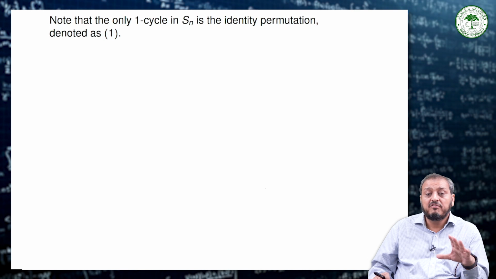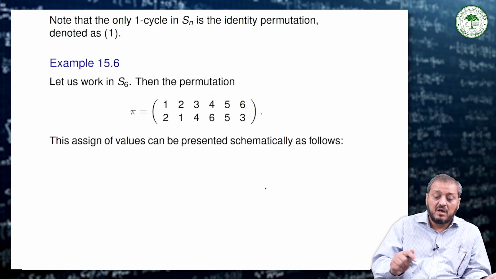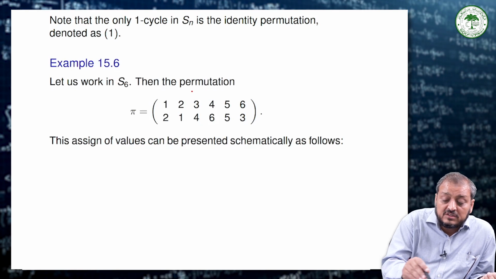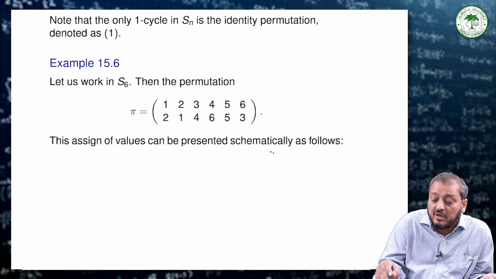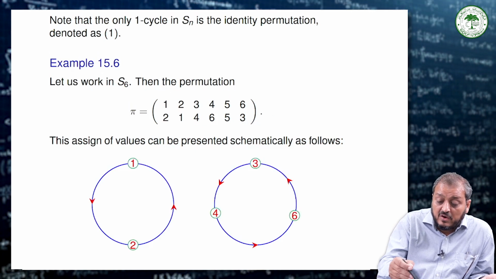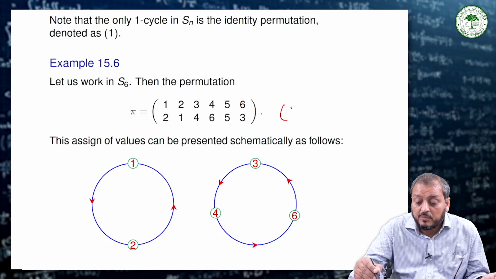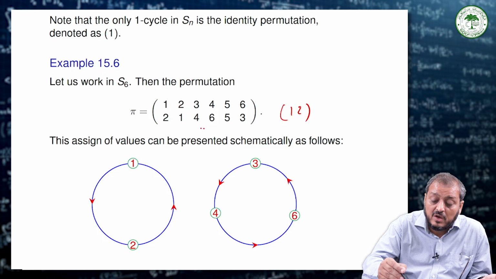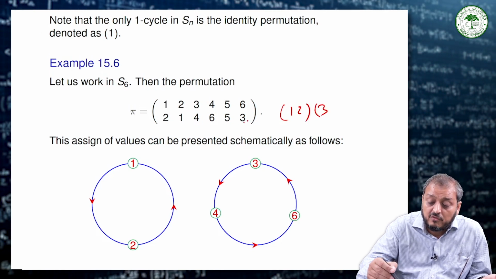Note that the only 1-cycle in Sn is the identity permutation. Now let us take S6, where the permutation assigns the values systematically. Like this, 1 goes to 2, 2 goes to 1. So we have the orbit (1 2), and then 3 goes to 4, and 4 goes to 6.